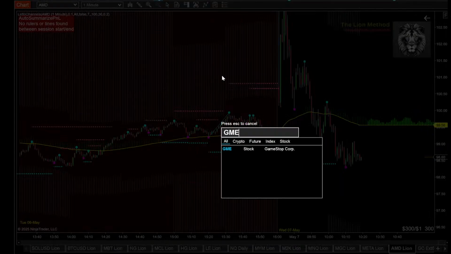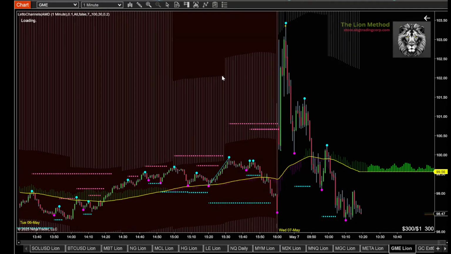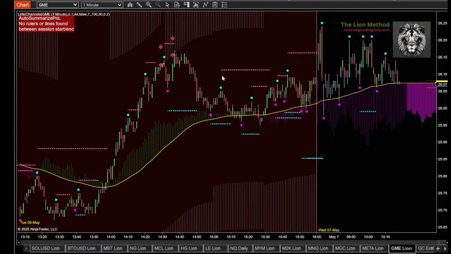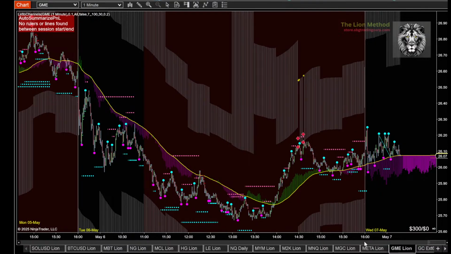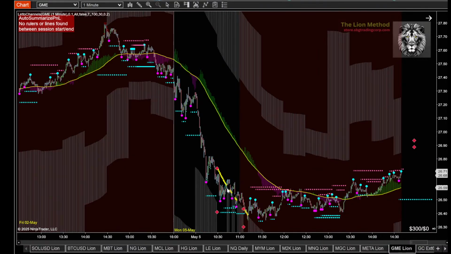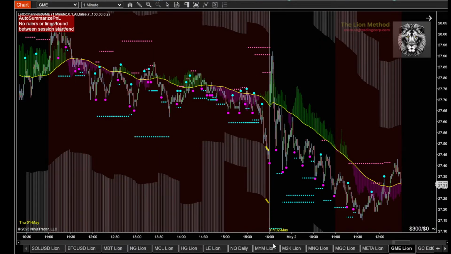Ooh, how about this one? GME, right? Isn't that GameStop? Nothing really here. Oversold, oversold. We start getting, okay, that's a valid entry right there. Buy here. So we would have nailed our 5-cent target. GME.